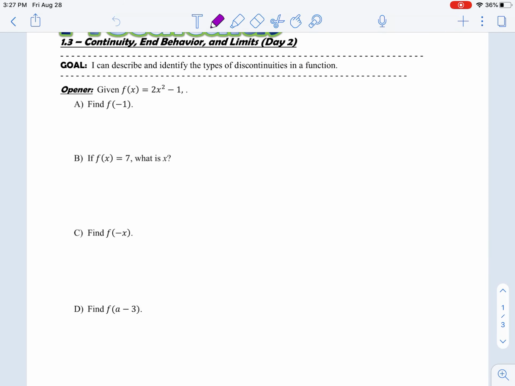Okay, so time to check your answers. Let's see how you did. f of negative 1 is 2 times negative 1 squared minus 1. This is 1. 2 times 1 is 2, minus 1 is 1. So f of negative 1 is 1.